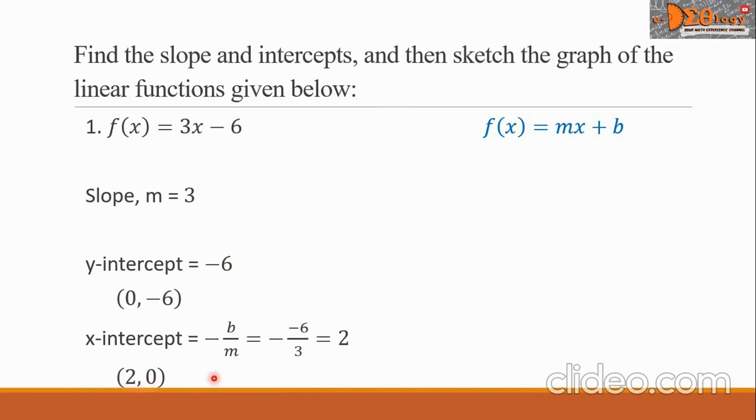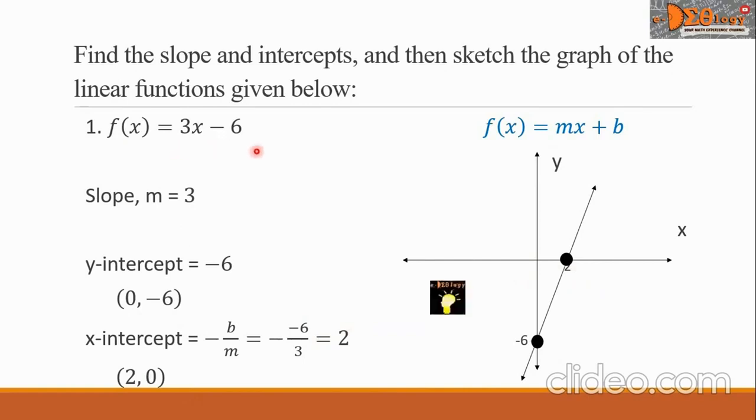Now, let us sketch the graph. Let us show the x and y axes, and then identify the negative 6 on the y-axis and the positive 2 on the x-axis. Then let us plot the points. First is (0, negative 6), that is the point, followed by (2, 0), that is the point. And then we connect the two points, and this is now the line f of x equals 3x minus 6. This is our final answer.